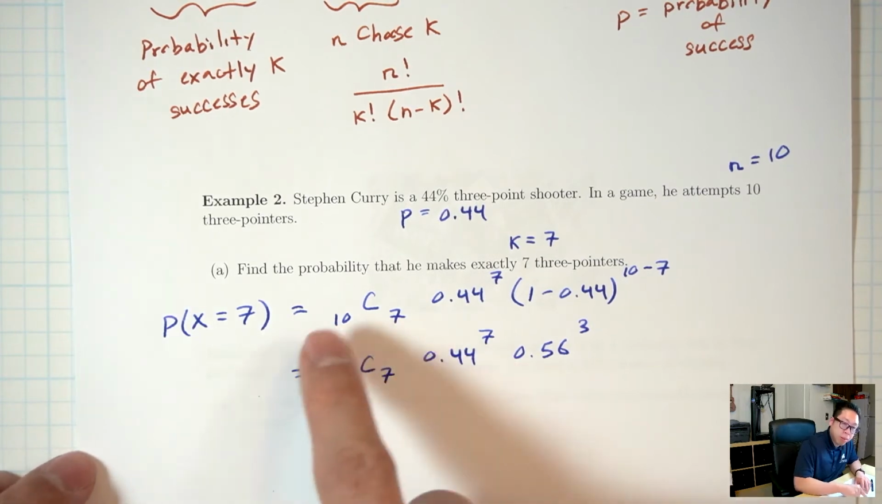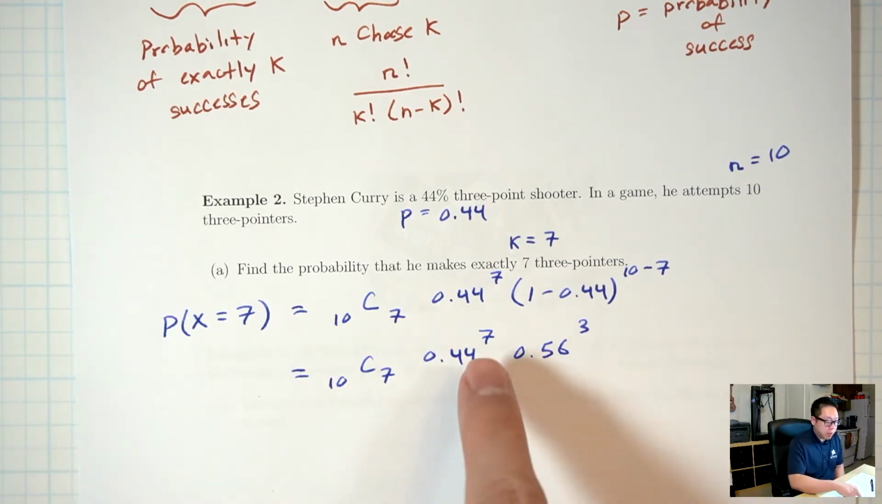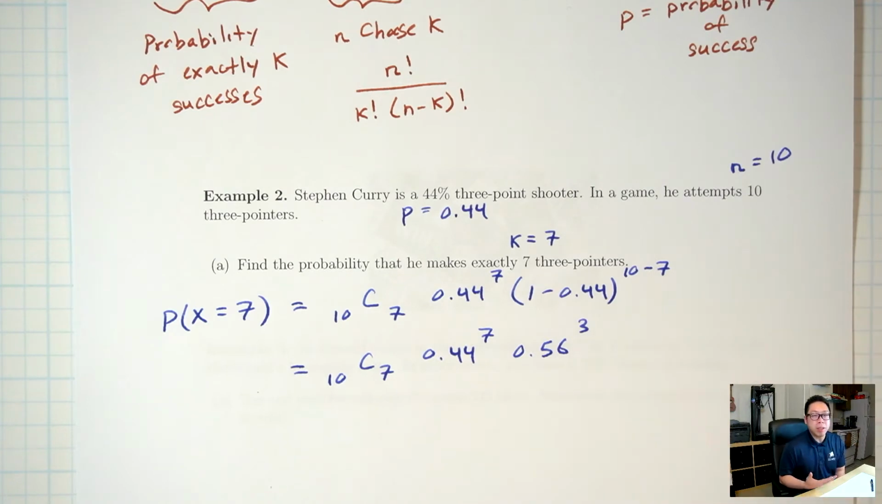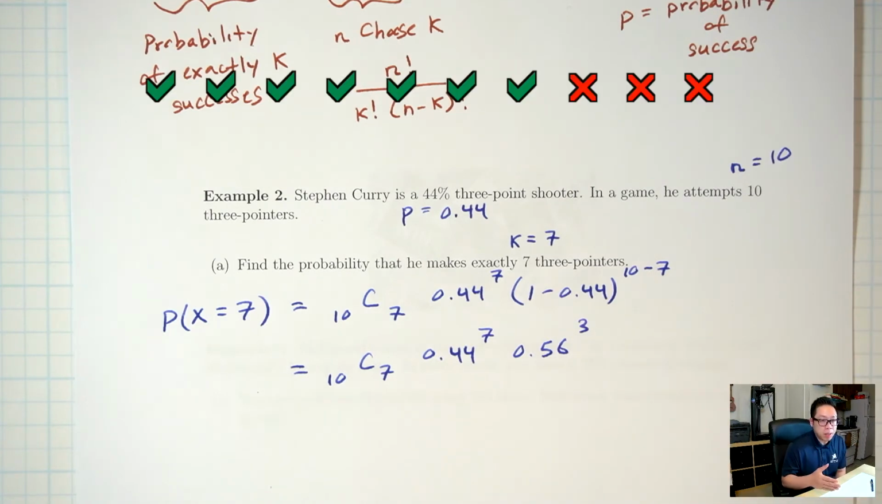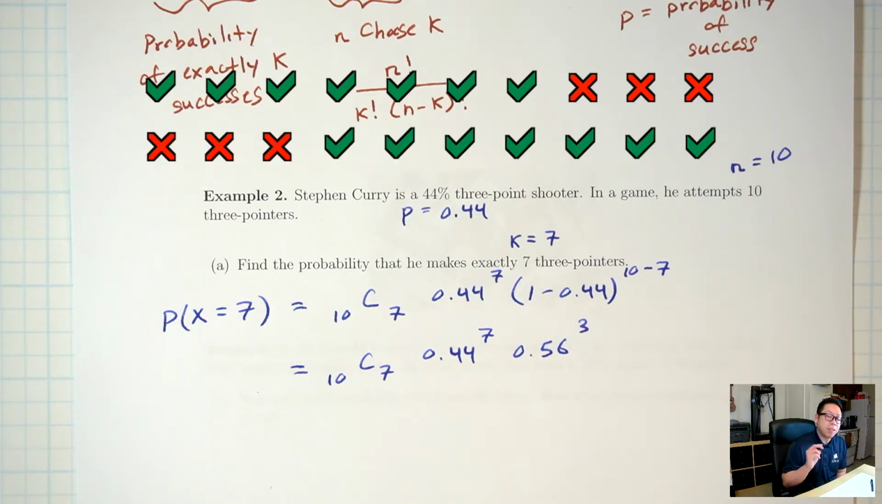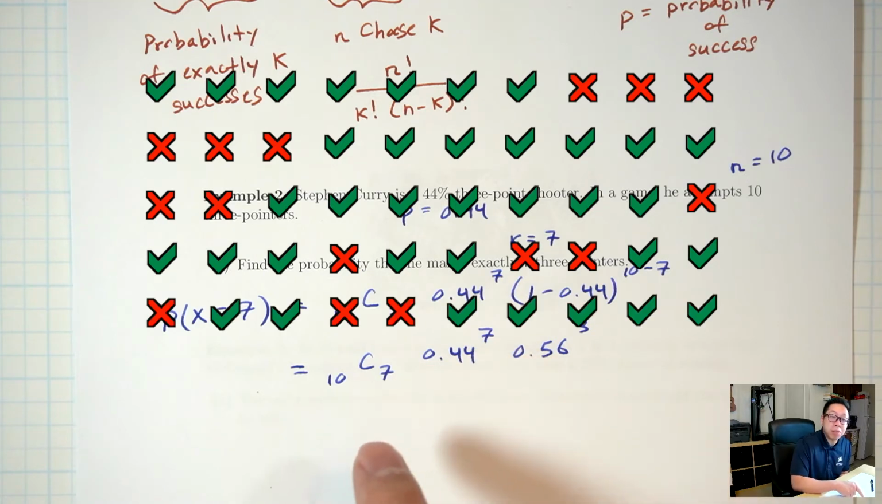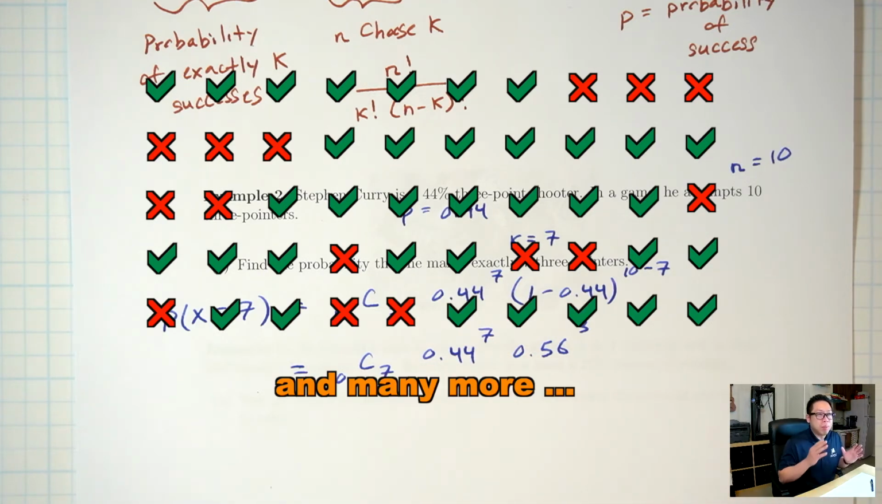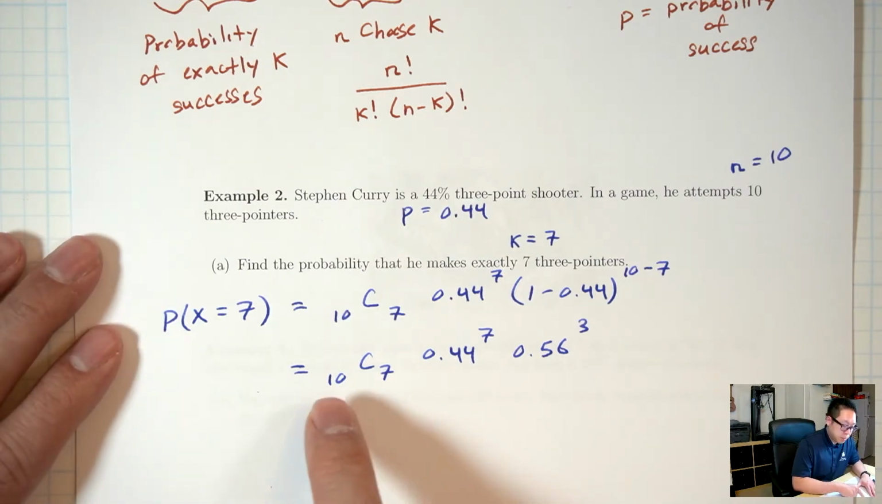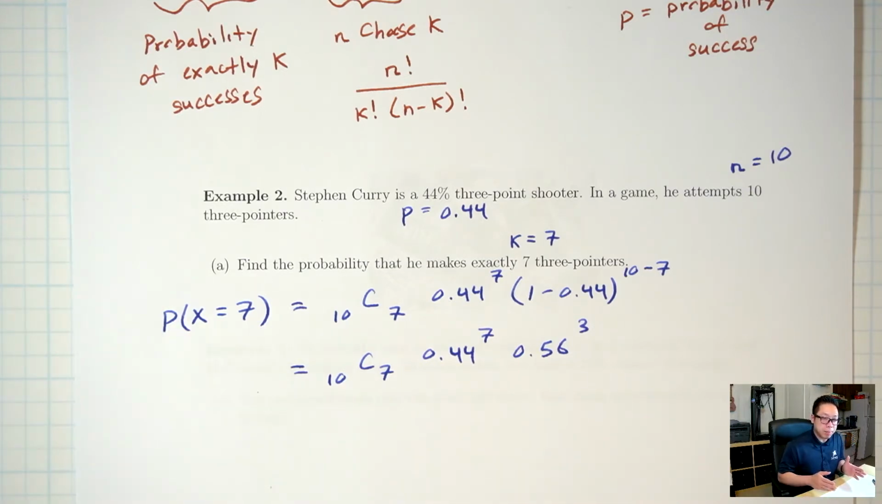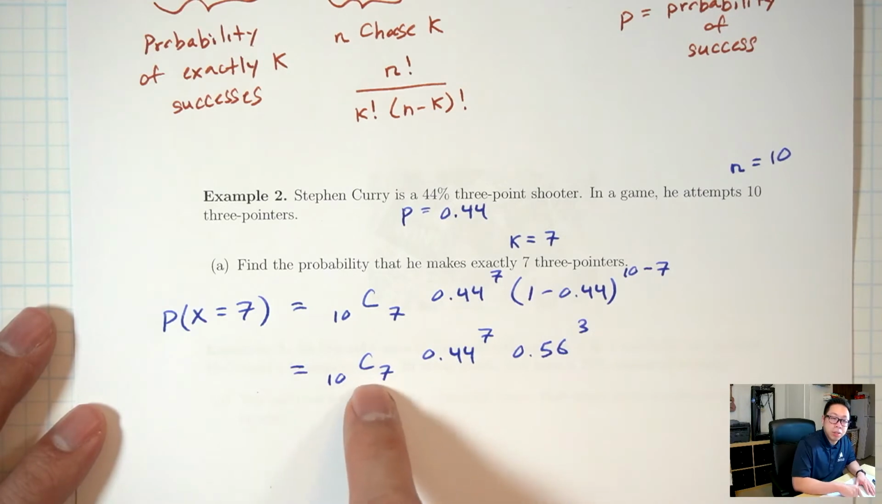Now, what about this part? What about the 10 choose 7? Making 7 out of 10, there's many different ways that he can do that, right? He can make the first 7, miss the last 3. He can miss the first 3, make the last 7. He can miss the first 2, make the next 7, and then miss the last 1. So there's many different ways that he can make 7 out of those 10. In other words, there's many different places out of those 10 that he can make it. What this is calculating is 10 choose 7: how many different ways can you choose those 7 places where he makes it? Okay, so let's go ahead and calculate 10 choose 7.